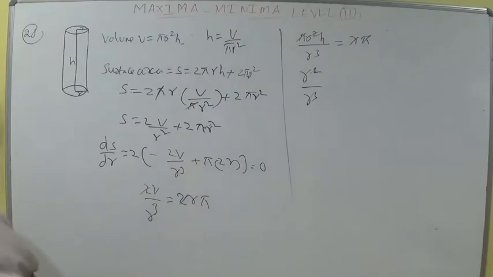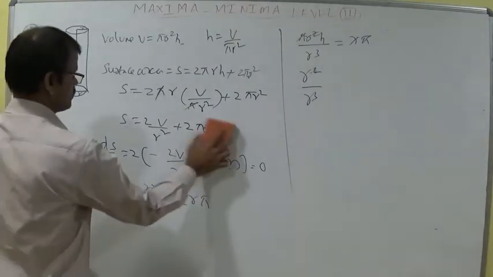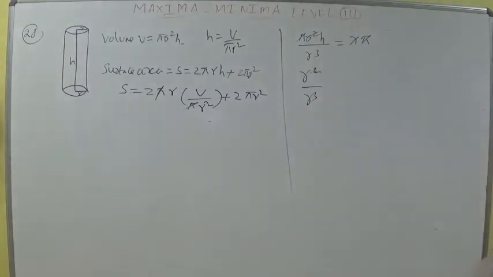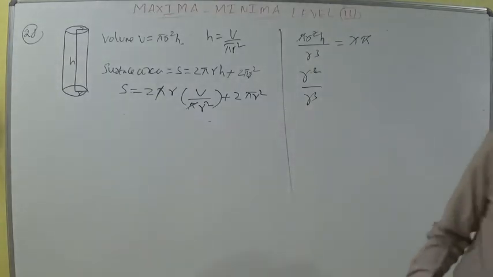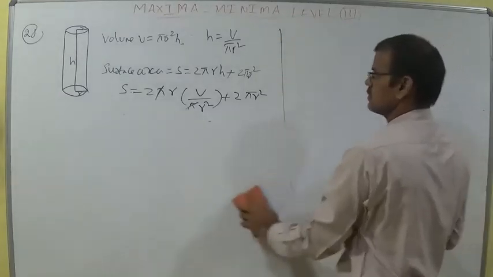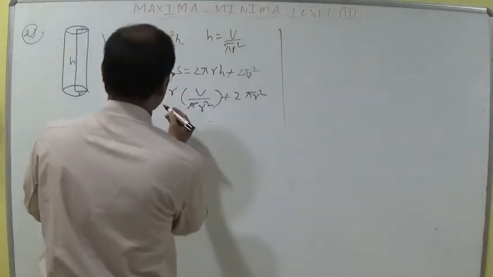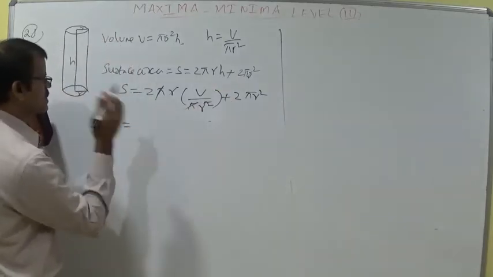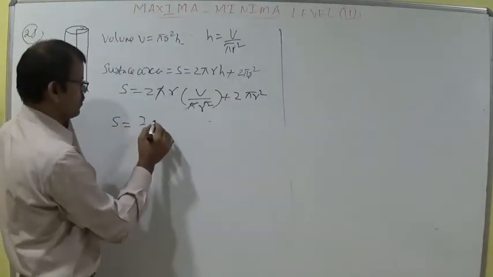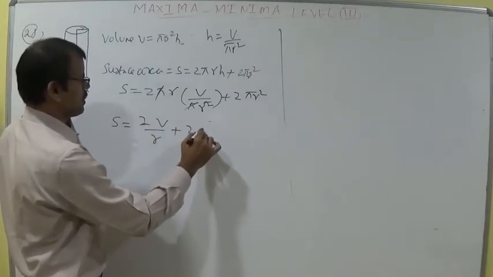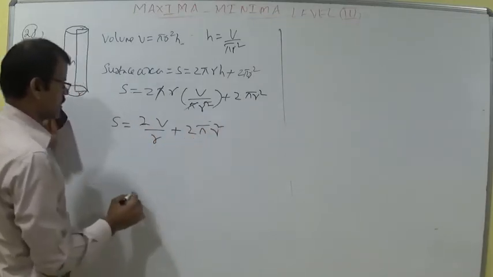Here I made a mistake, so once again we do. S is equal to, 2 pi got cancelled. Here r gets cancelled. So S is equal to, now you write here 2v by r plus 2 pi r square.